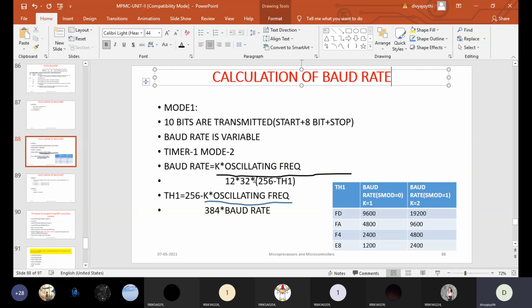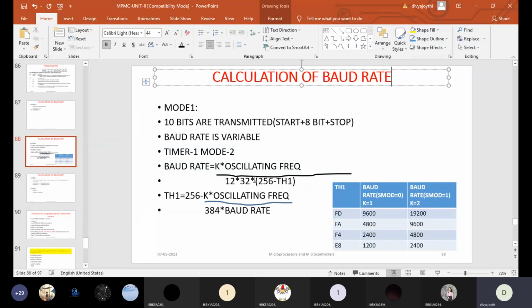So in order to write a program for serial communication, you need to load your TMOD register with the condition of timer 1, mode 2. Timer 1 and mode 2 are the default timer and mode that need to be selected by the end user in order to write the program for serial communication of the 8051 microcontroller.